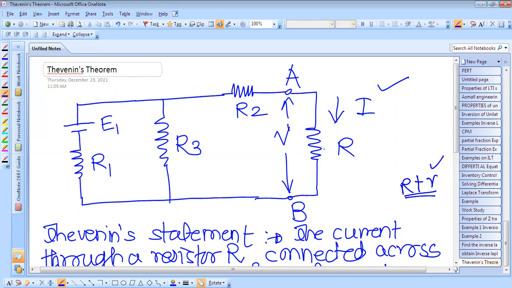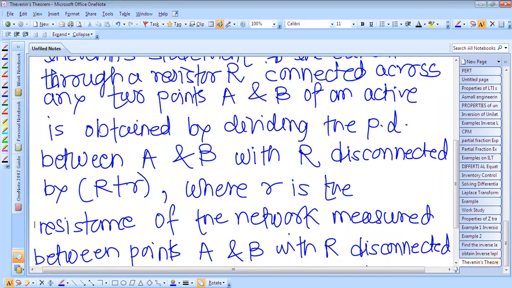The source of the EMF is replaced by its internal resistance. If this source has an internal resistance, we have to replace it by that internal resistance. If the source does not have an internal resistance, we just replace the voltage source by a line. So according to that, we first go through the statement.